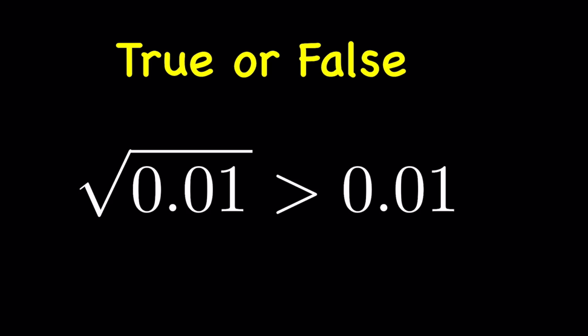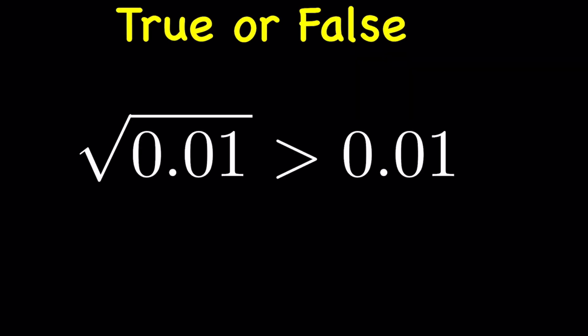Square root of 0.01 is greater than 0.01. Is it true or false? Generally, when we find a square root of a number, for example, square root of 9, the number that we get is smaller than the number itself. Square root of 9 is 3 and 3 is smaller than 9.